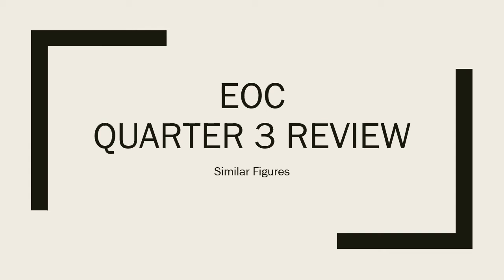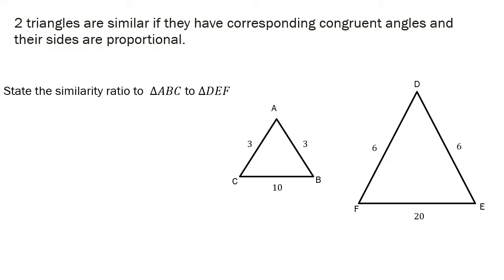Quarter 3 review, similar figures. All right, two triangles are similar if they have corresponding congruent angles and their sides are proportional. So if angle C is congruent to angle F and angle B is congruent to angle E and angle A is congruent to angle D, that would fit the first part of the definition, corresponding congruent angles.